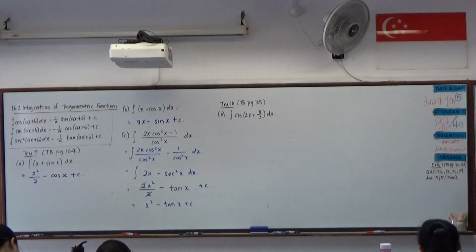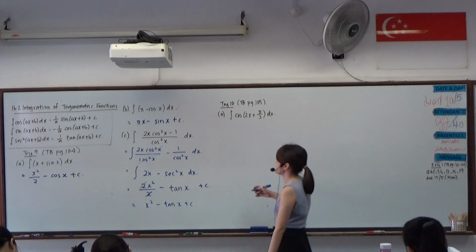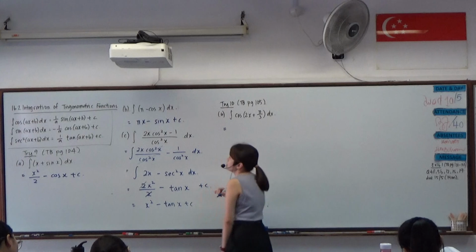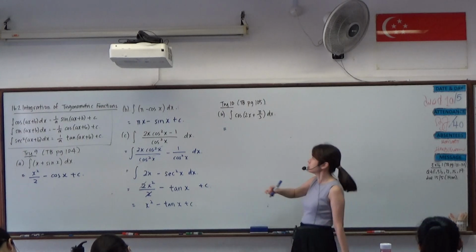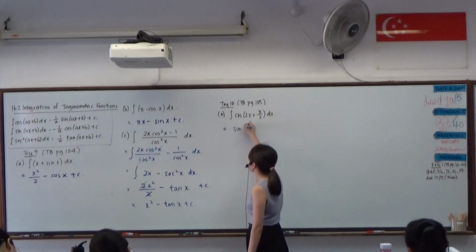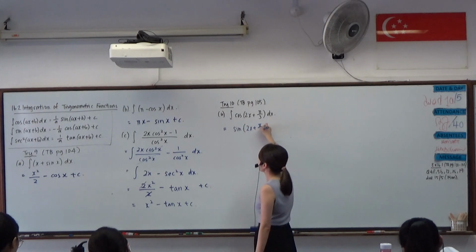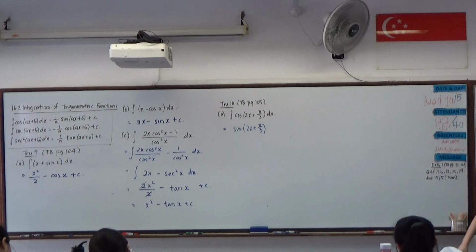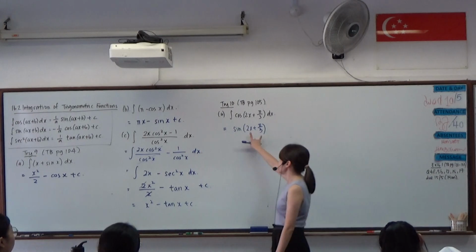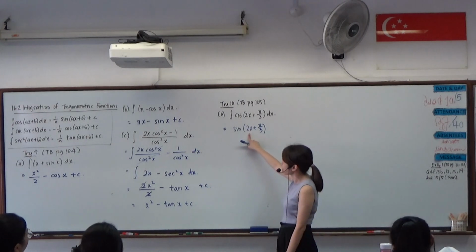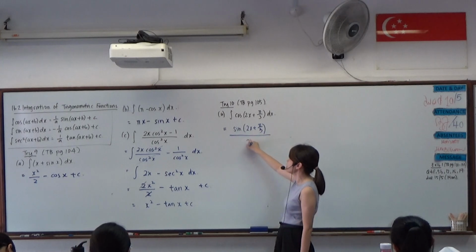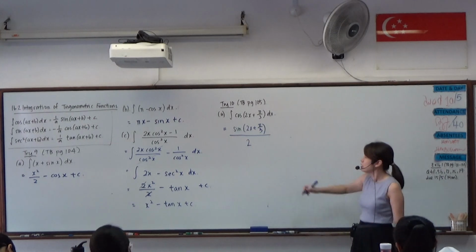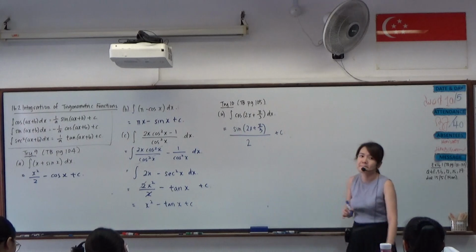Then in try 10, we want to integrate cosine 2x plus pi over 3. So integrating cosine becomes a positive sine. Whatever is with the function itself, we keep it there. We don't change anything inside those brackets. However, we need to take into consideration the coefficient of x all the time, and in this case it is 2, so we divide the entire thing by 2. And not forgetting to plus c.